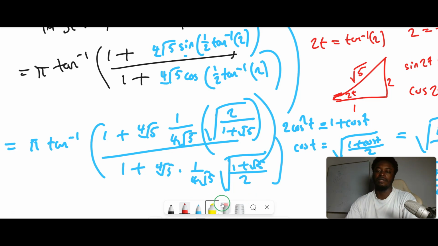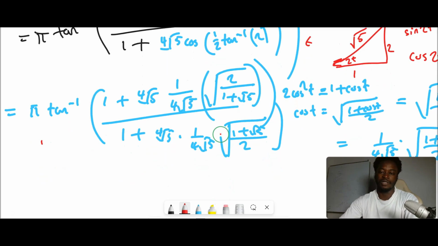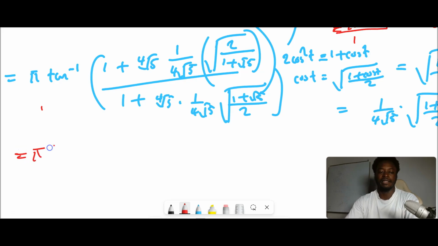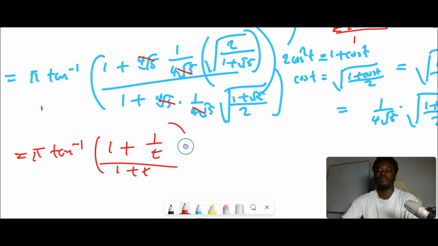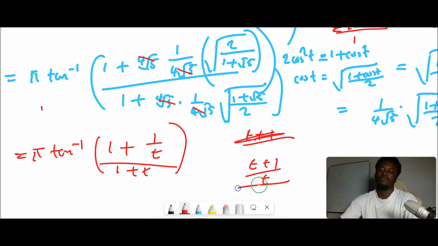Let's just denote it by t. Let t be the whole of this expression. So this will be pi times the tan inverse of 1 plus 1 over t divided by 1 plus t, because the rest cancels out already. So notice that this will be t plus 1 over t all divided by 1 plus t, and that will just basically be 1 over t.